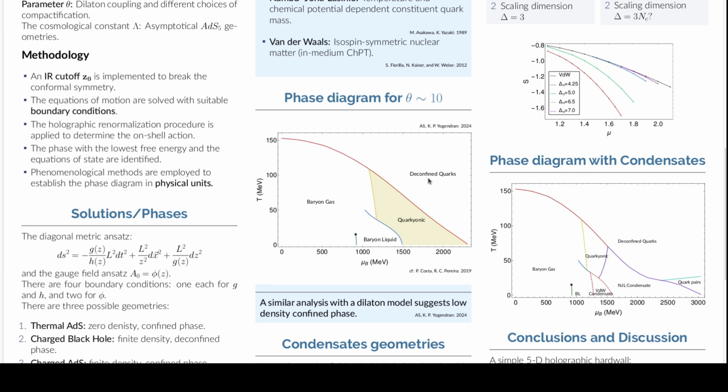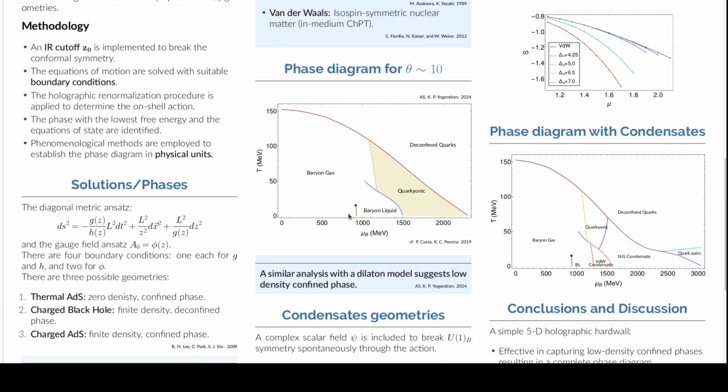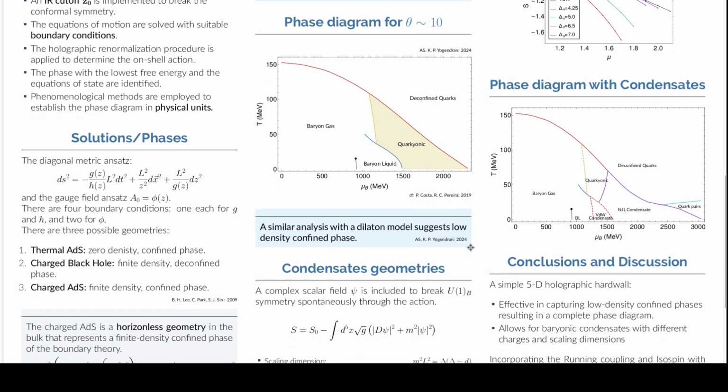The phase diagram includes regions for quarkyonic matter, deconfined quarks, baryon liquid, and baryon gas. The red curve separates the charged AdS phase with different boundary conditions from the charged black hole phase. The phase diagram is in agreement with the results from the PNJL model presented by Costa and Pereira.